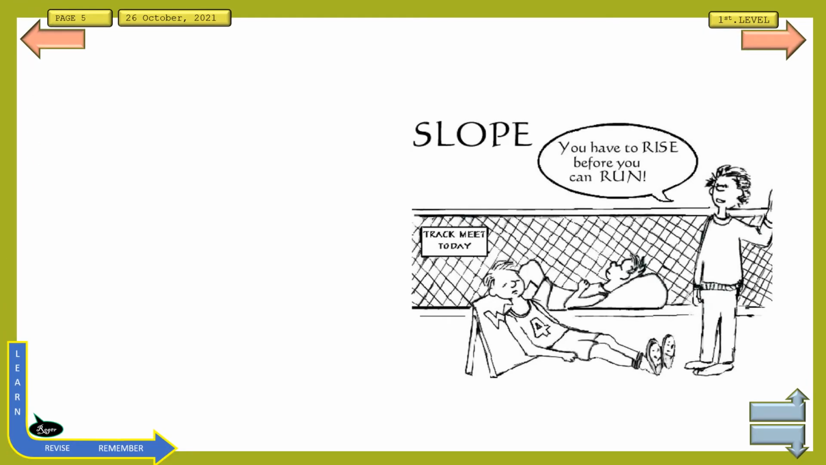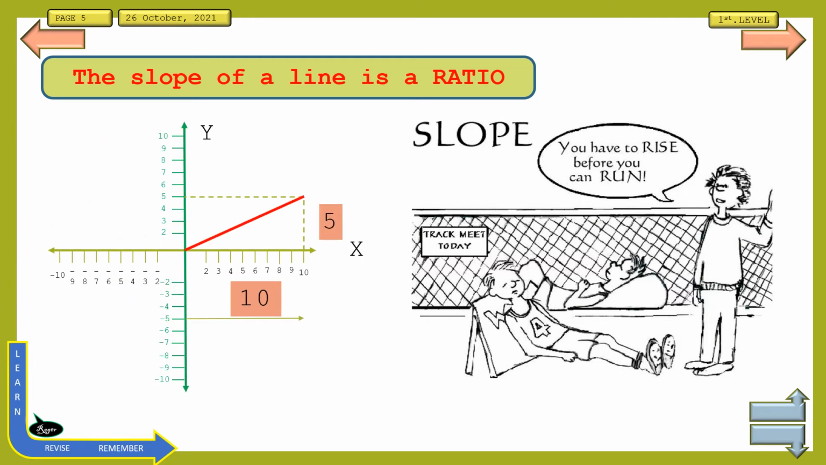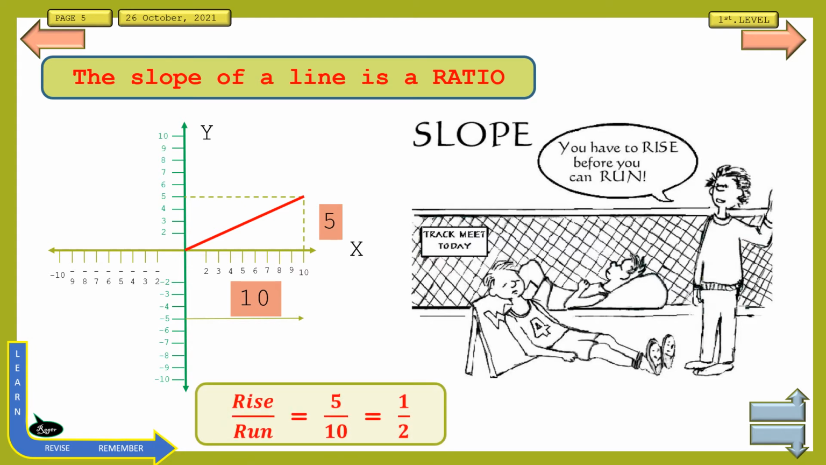Here is a cartoon that says, you have to rise before you can run. That might help you remember the slope of a line is rise over run. The slope of a line is also a ratio. I have included the graph from the number line, just as a reminder. In this case, rise over run is 5 over 10, which reduces to 1/2.